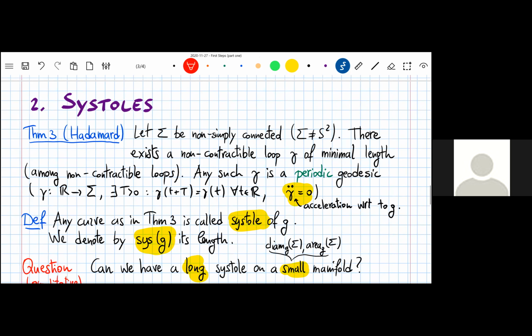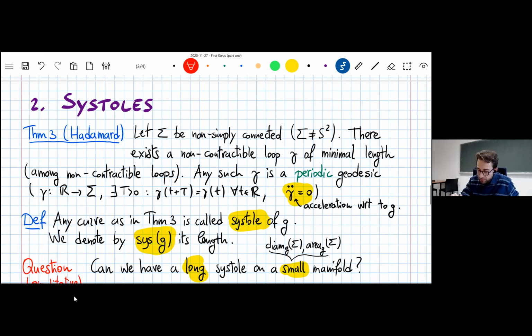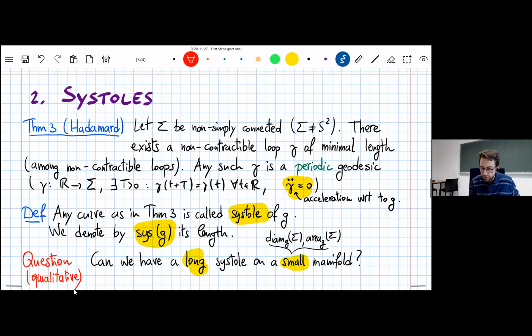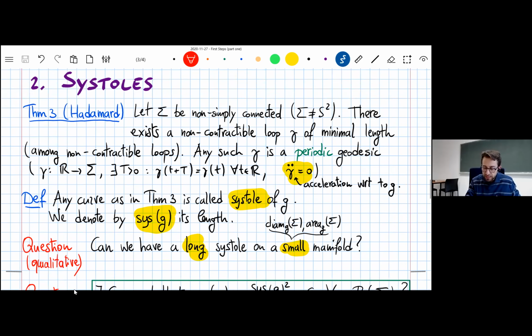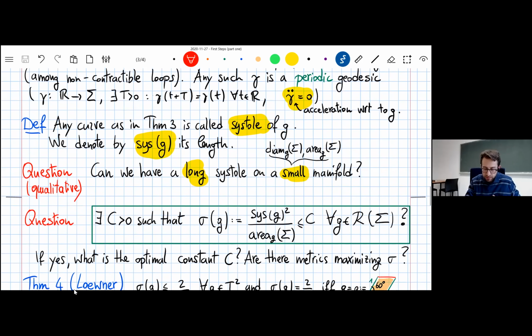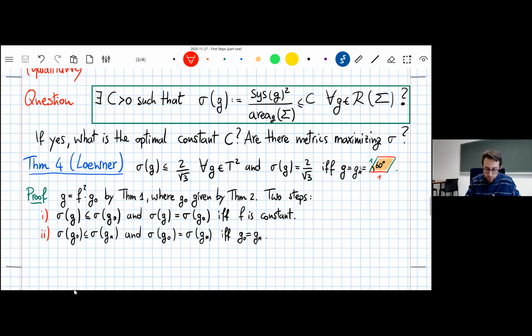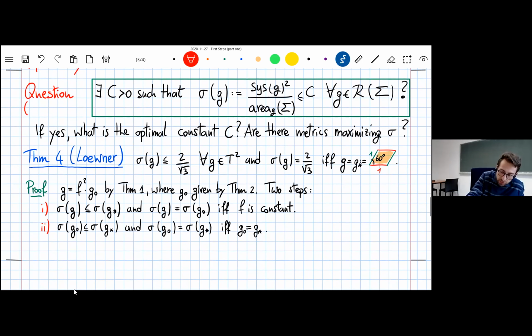Okay, and here basically the question about the diameter, we will not get into this. So this is actually not difficult to show that you cannot have a small diameter if you have a long systole. More interesting is the case of the area. And this brings us to this more quantitative question, which is here in this green box.